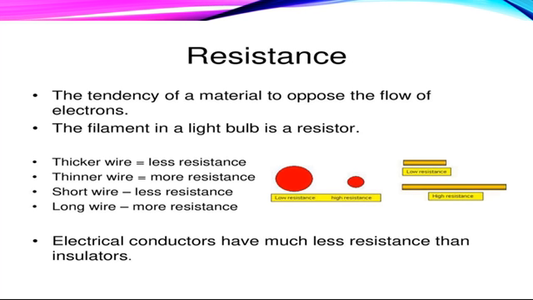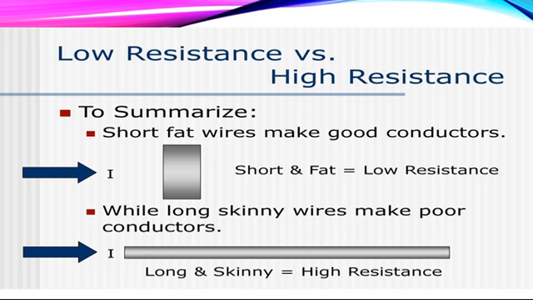The filament in a light bulb is a resistor. We know that inside the bulb you can see a filament. This filament is a resistor. Thicker wire has less resistance, thinner wire has more resistance, short wire has less resistance and long wire has more resistance. Understand this one? And electrical conductors have much less resistance than insulators.